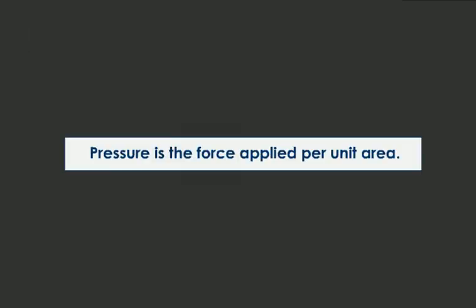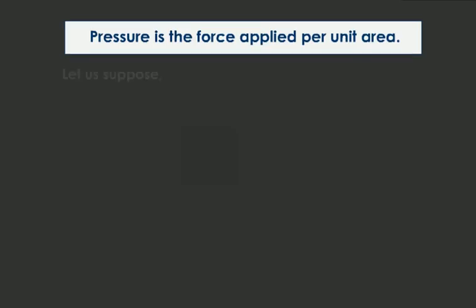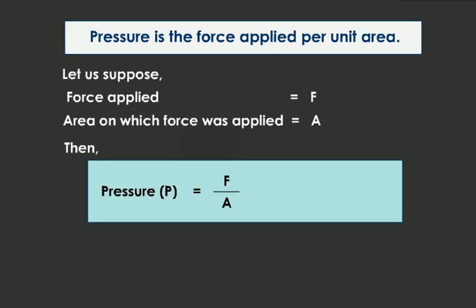Pressure is the force applied per unit area. Let us suppose the force applied is equal to F. The area on which force was applied is equal to A. Then pressure, that is P, is given by F divided by A, or P equals force divided by area.